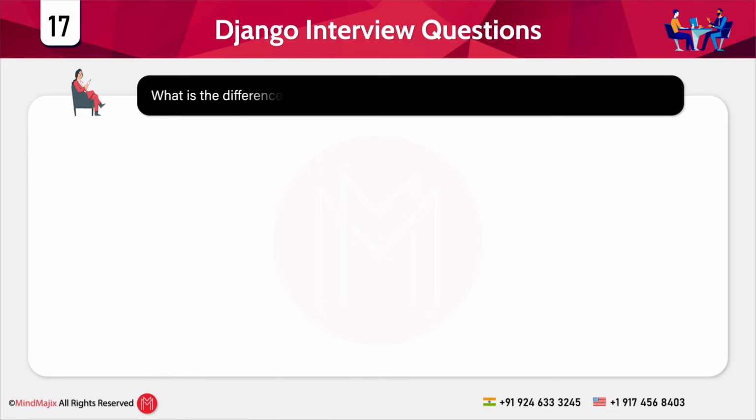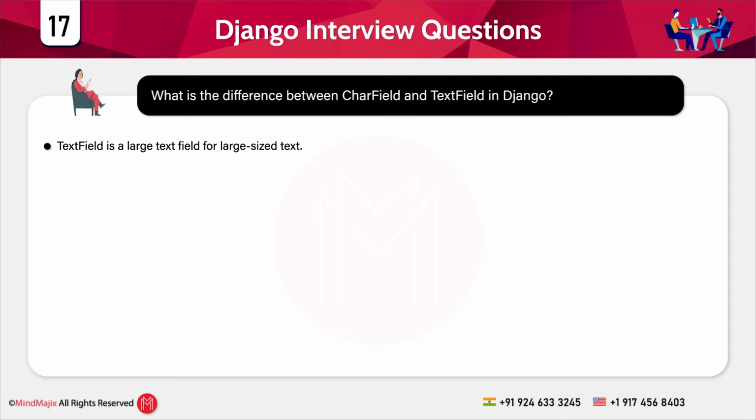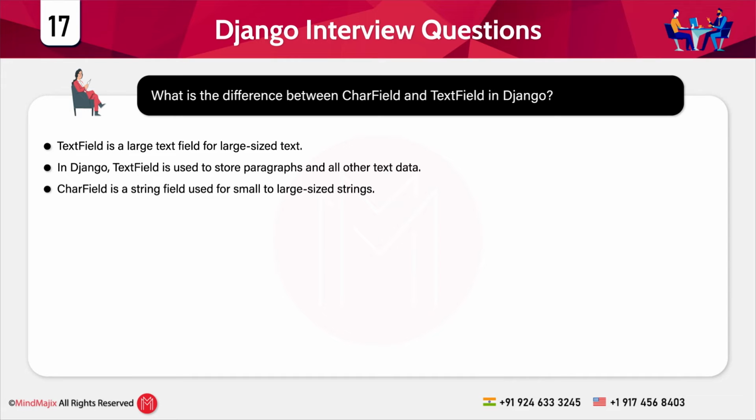The next question is, what is the difference between CharField and TextField in Django? TextField is a large text field for large sized text. In Django, TextField is used to store paragraphs and all of that other text data. The default form widget for this field is textarea. On the other hand, CharField is a string field used for small to large sized strings. It is like a string field in C or C++. In Django, CharField is used to store small strings like first name, last name, and so on.